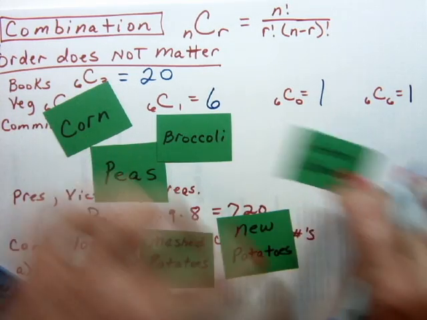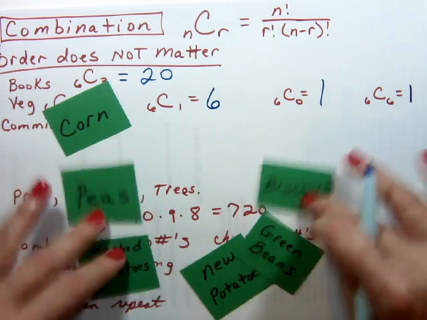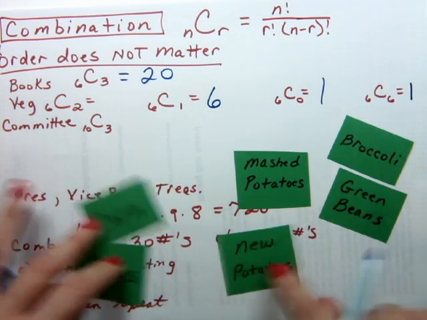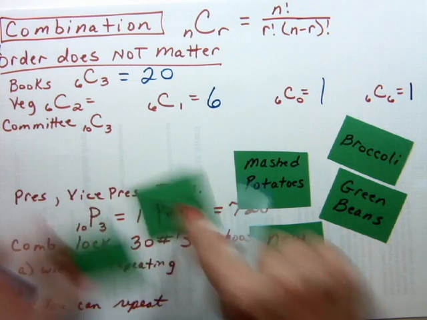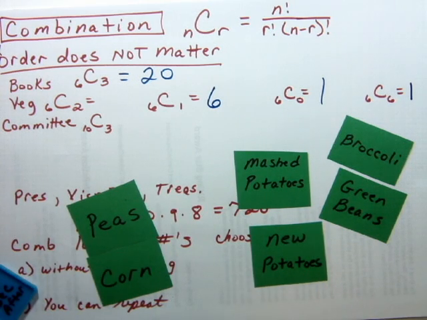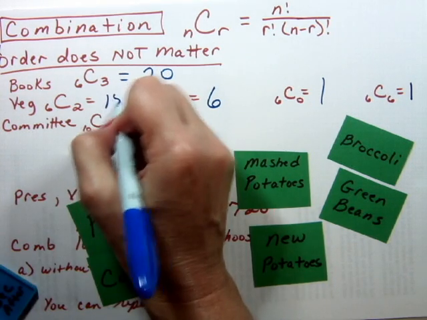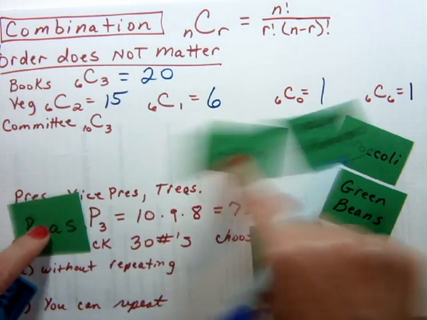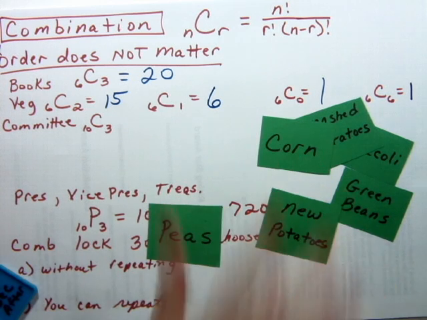So if I go through every possible way that I could pick 2 vegetables out of these 6, where order doesn't matter because peas and corn is the same as corn and peas, then I would get 15. And if you don't believe me, cut them out and write every possible way that you could do it, and you'll see there are 15.